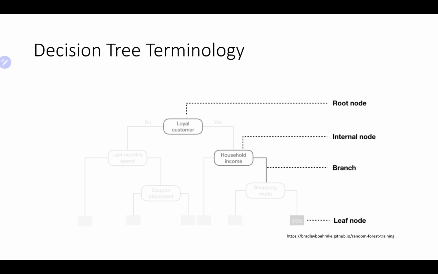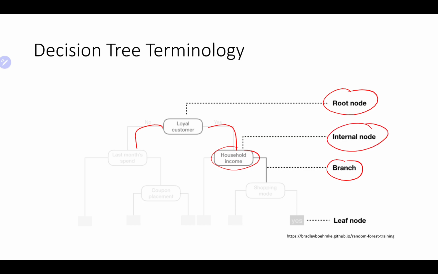Now the terminology used: we have the initial node, which is called the root node. Then we have the splits, which are called the branches. The nodes after the root node, the places where the questions are being asked, are called the internal nodes. And it goes on like this until the very end, where there are no more splits done. These are called the leaf nodes.